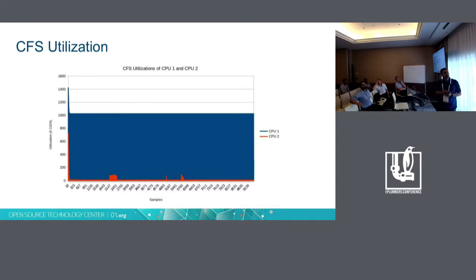So I tried to look at the average CFS utilization. In the example I was giving, CPU 1 is basically fully busy, at full capacity. The other, CPU 2, has an actual CFS utilization of almost 32, very low, because it sleeps most of the time, wakes up, does something, dumps to some hardware, and goes back to sleep. So it never builds up enough utilization to do anything.